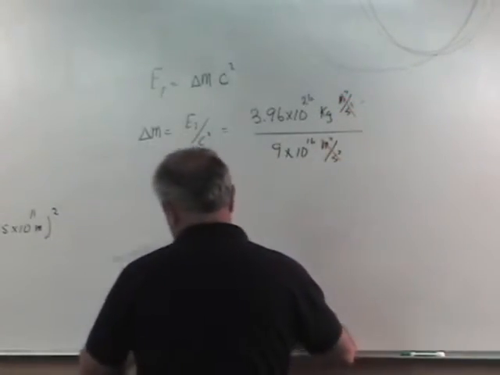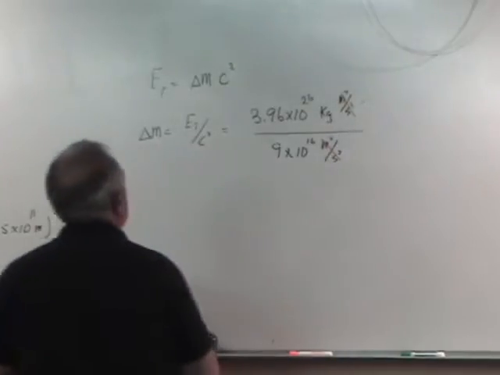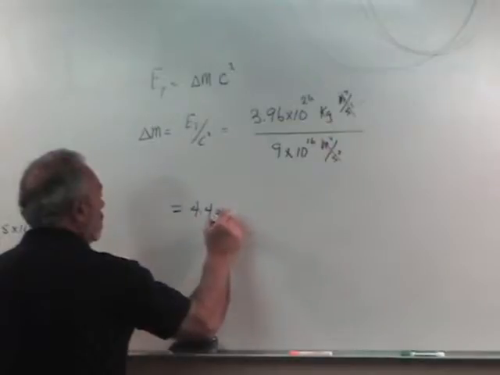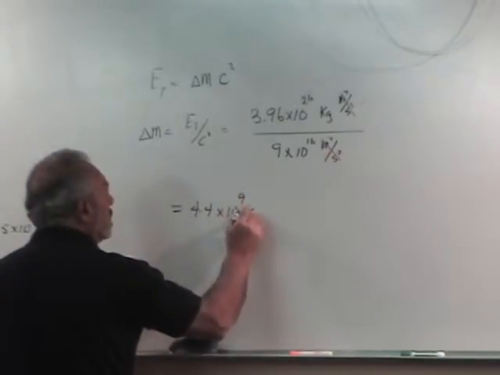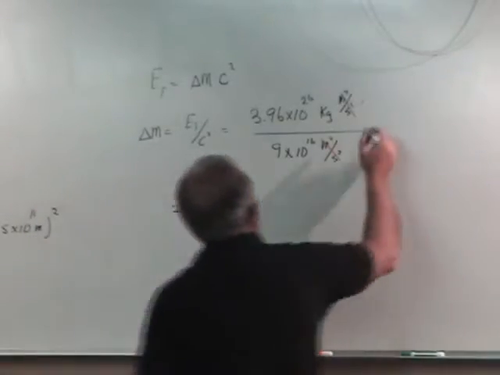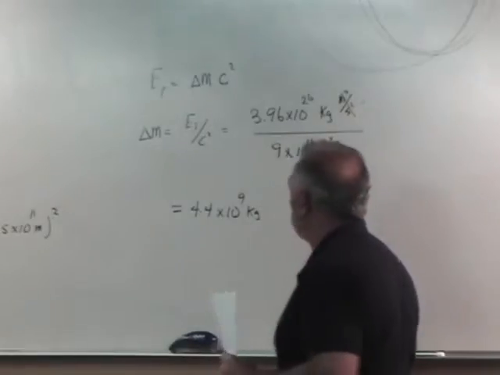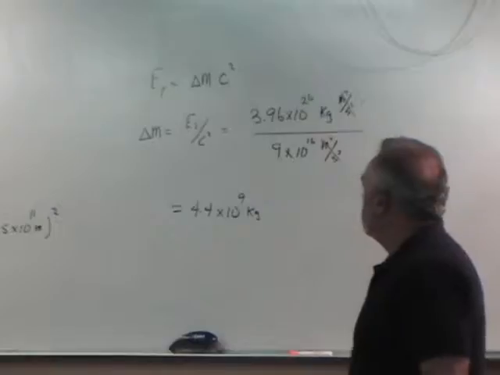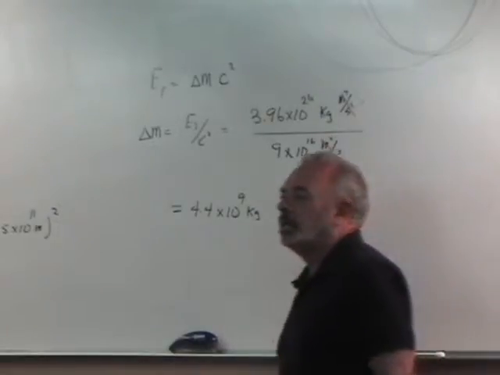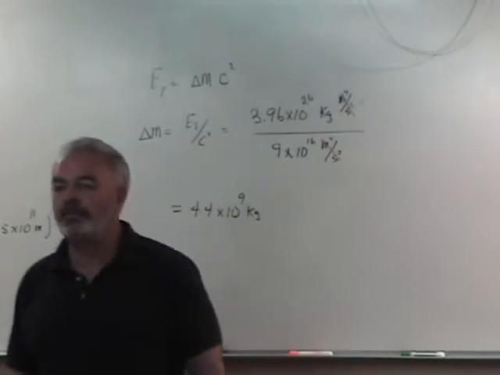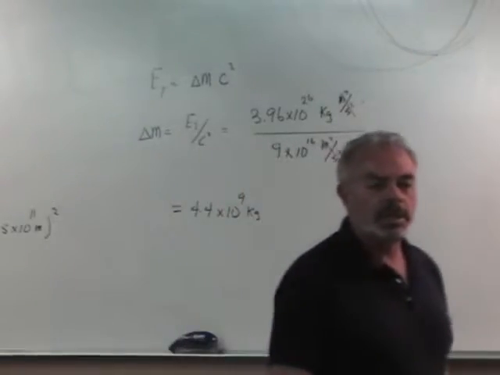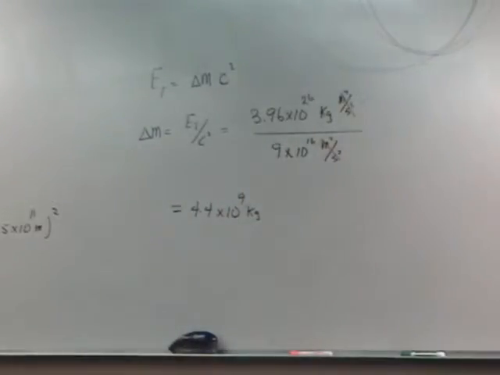And I got a simple 4.4 times 10 to the 9. Would you check that, please? 4.4 times 10 to the 9 kgs. Had you left the per second, it would still come out kgs per second. So the sun is converting 4.4 billion kilograms of mass into energy every second. That sounds like a lot, doesn't it?